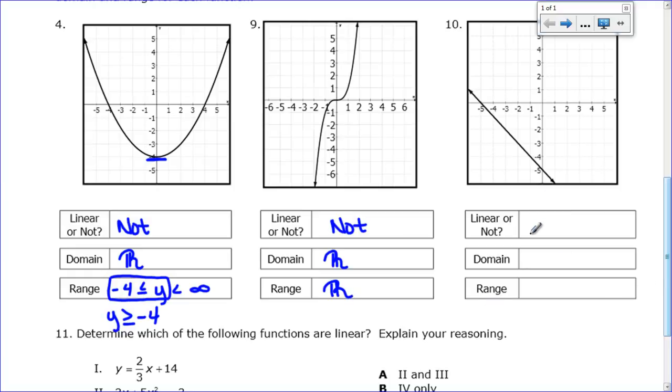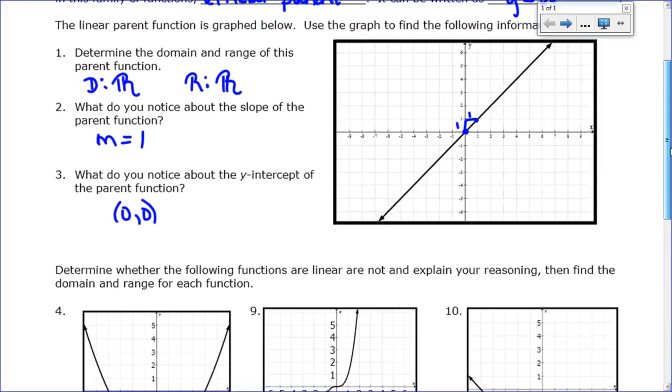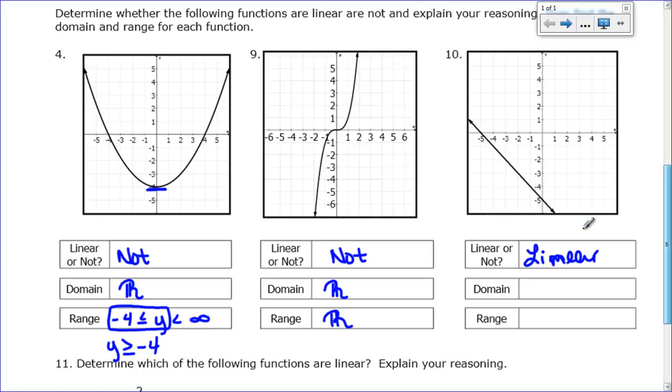So this one right here, obviously it's linear, it makes a straight line. You can see it is a straight line, and because it has the arrows on the ends, just like the parent function up here when we did our domain and range, that one right there has arrows on the ends. It's also all real numbers for the domain and the range because it goes to the left and to the right forever. It also goes down and up forever.